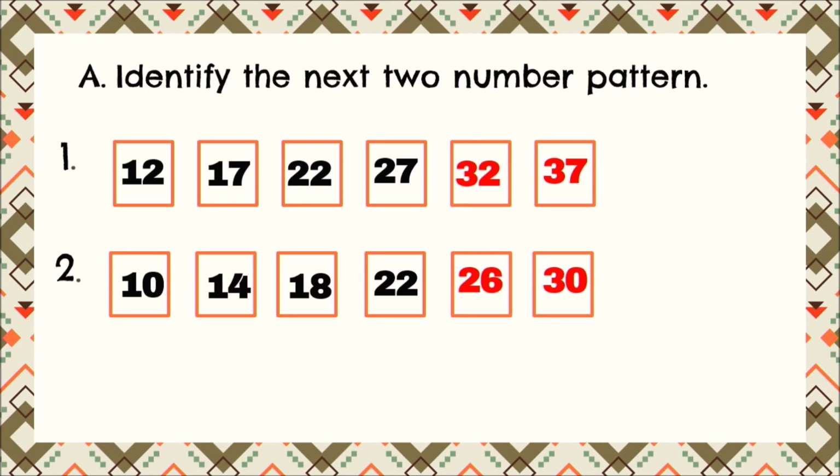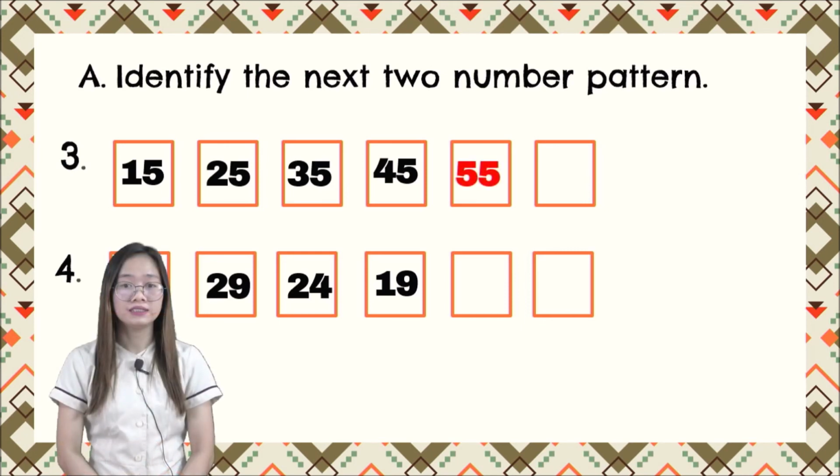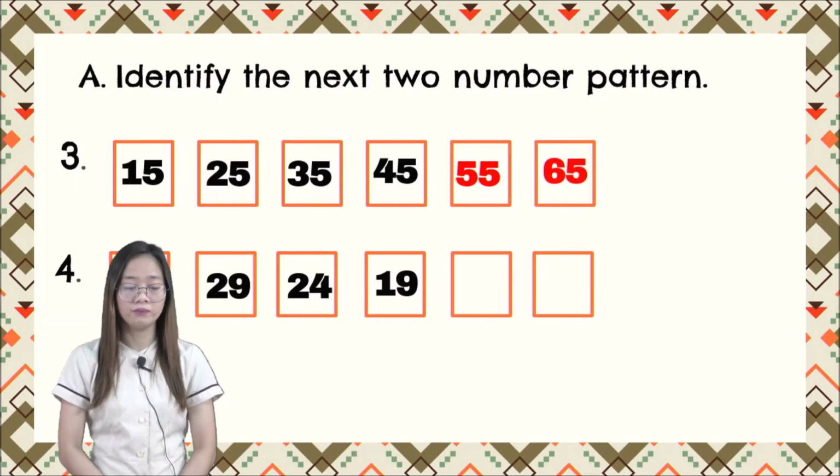Now let's have the number 3. So 15, 25, 35, 45. This one also is in increasing order. And the difference between the two is 10. So 25 minus 15 is equal to 10. So we need to find the next pattern using 10, by adding it. 45 plus 10 is 55. And 55 plus 10 is equal to 65.